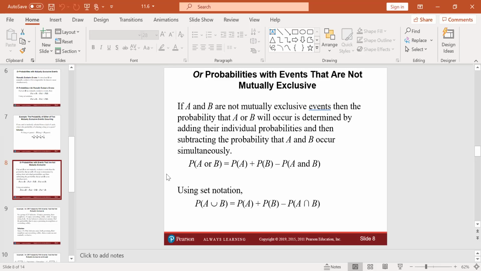Anywho, if you have two events that are not mutually exclusive, which is usually going to be the case, the more common case I would expect, well, partner, you're going to have to use this formula. The probability of A or B occurring is the probability of A plus the probability of B minus the probability of A and B occurring. Using set notation, that's the probability of A union B equals the probability of A plus the probability of B minus the probability of A intersect B.